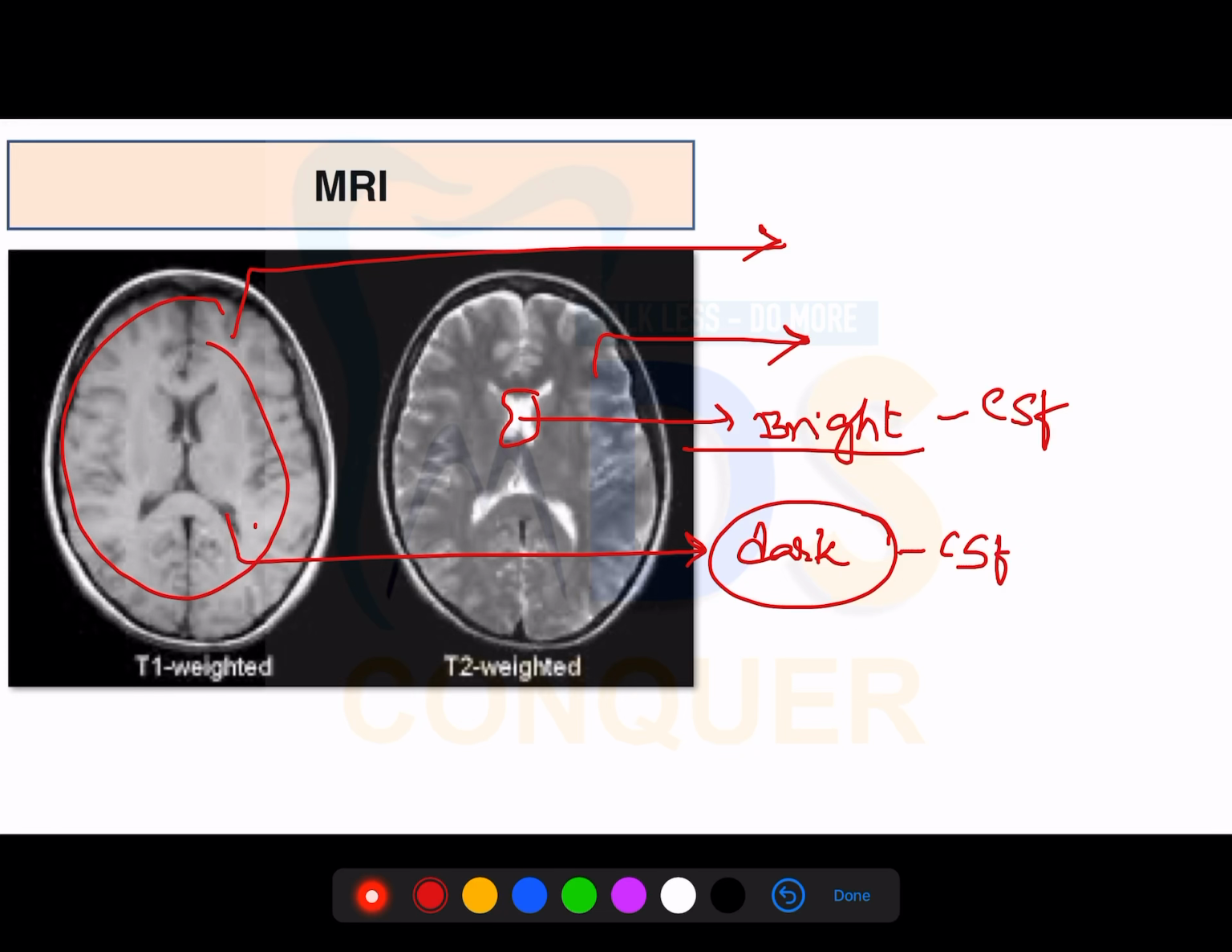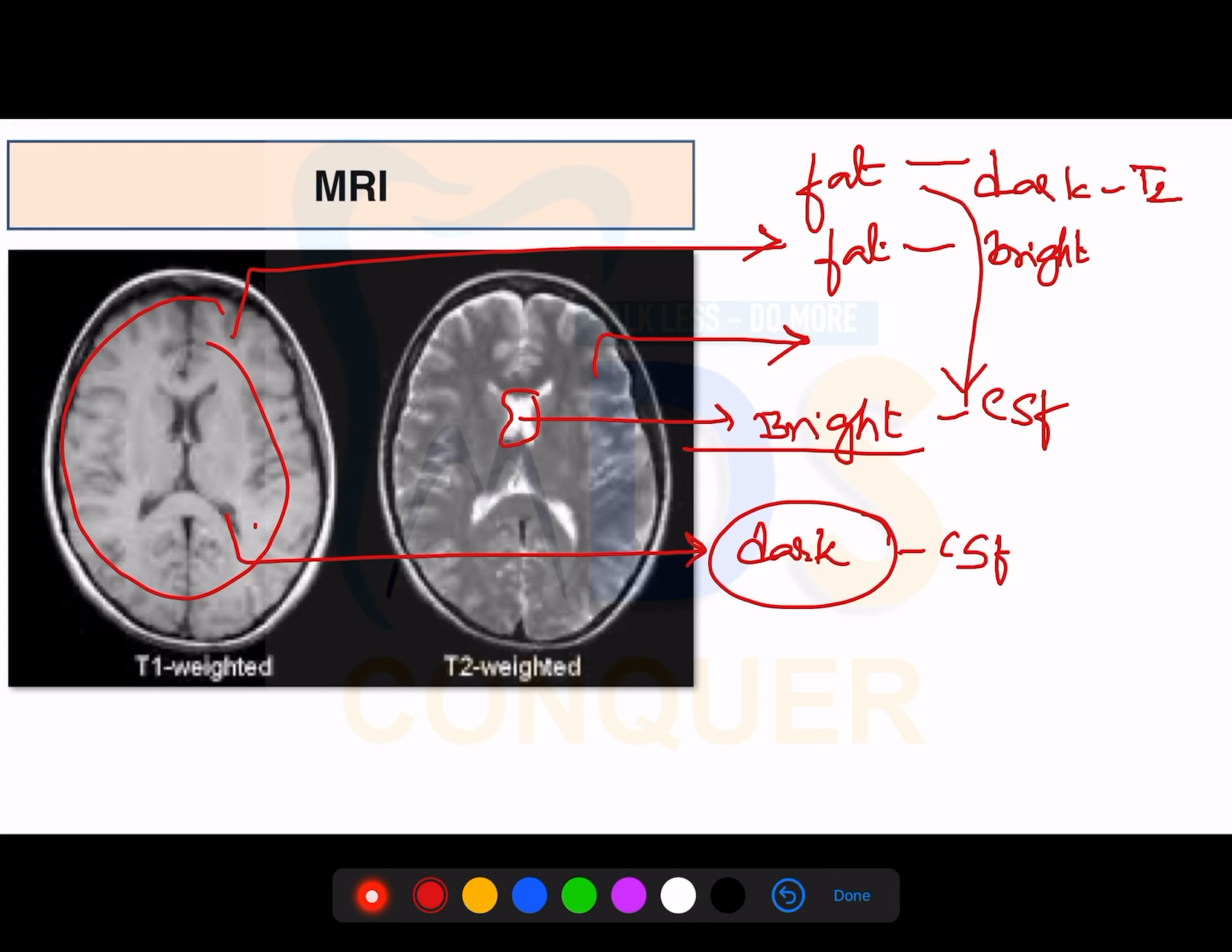And one more important thing you can also remember is regarding the fat. Fat appearance will be opposite to the CSF, that is, fat will be dark on T2 whereas fat will be bright on T1. As you can see, fat is bright on T1. So these are the important things you have to remember in T1 and T2 weighted images of MRI.